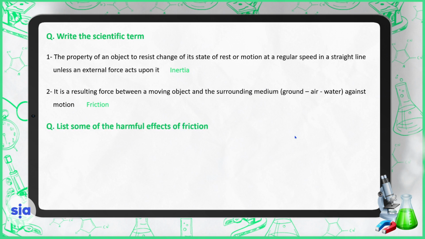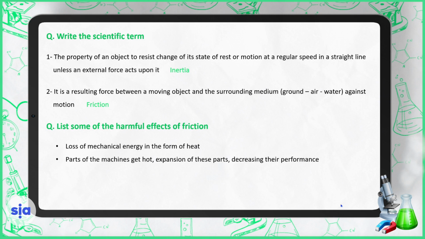List some of the harmful effects of friction. Loss of mechanical energy in the form of heat. Parts of the machines get hot, expansion of these parts and decreasing their performance. Erosion of machine parts and their damage.